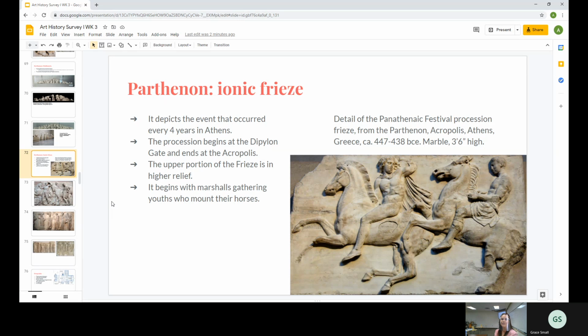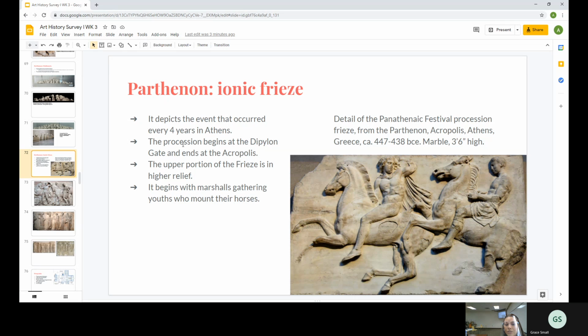And the continuous frieze on the inner Ionic colonnade portion shows a procession to the Acropolis. This procession was one that actually happened every single year, once again, to change the garments of the wooden statue of Athena. But yes, this is a detail of what's called the Panathenaic procession. Obviously not a high relief like the metopes were. This is a low relief. They are less than halfway sticking out. But yeah, this is what that is.